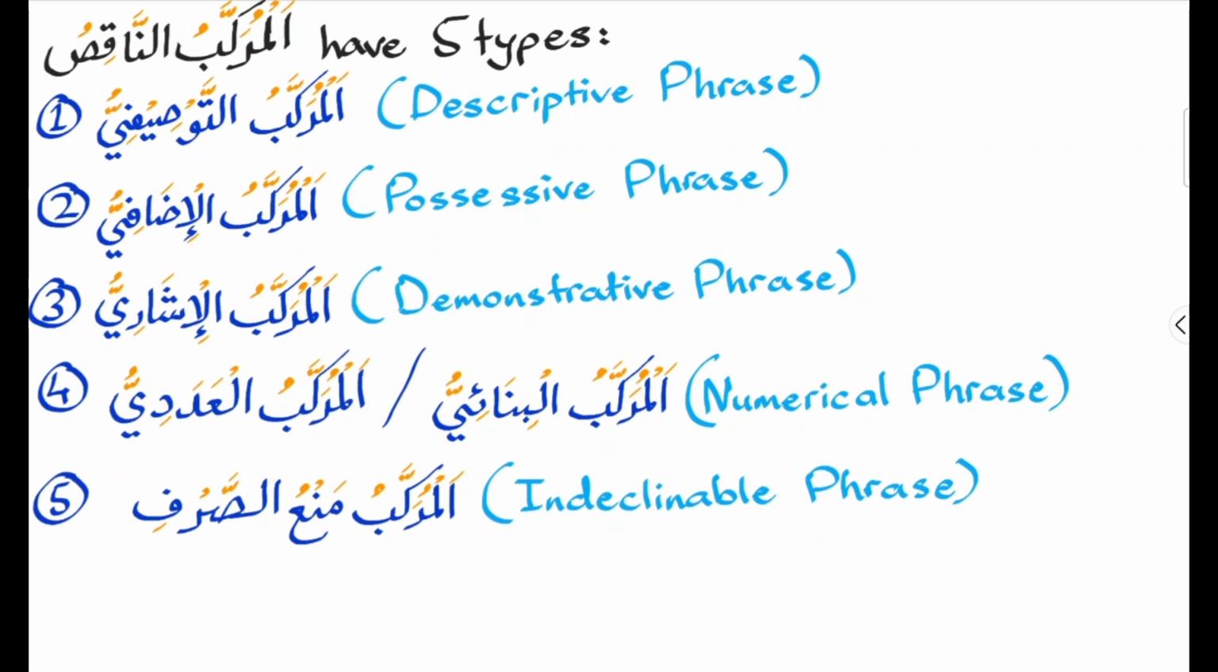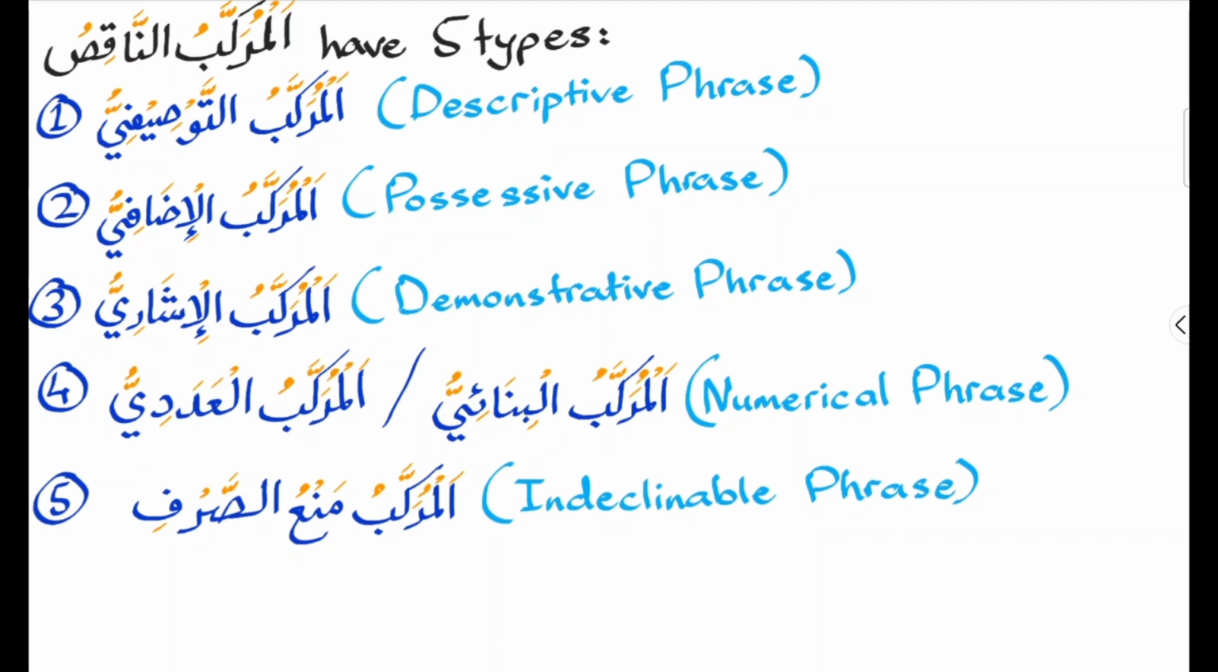The second type of al-murakkabun-naqis is al-murakkabul-idafi, possessive phrase, in which one thing is shown to be the possessor of another thing. For example, the man's donkey. So that shows that the man is the possessor of that donkey. Number 3 is al-murakkabul-ishari, demonstrative phrase. Now what this means is that there's a phrase in which one word indicates towards another. For example, if you say this man or that book, the this or that is indicating towards the book or the man. So that's a demonstrative phrase.